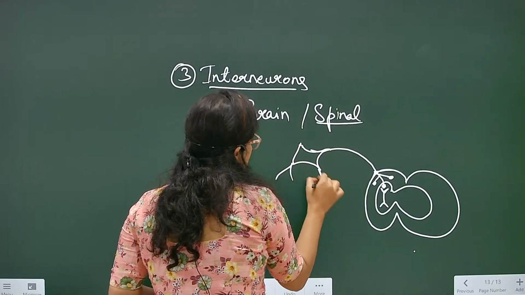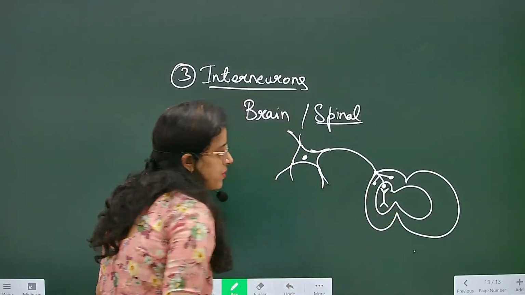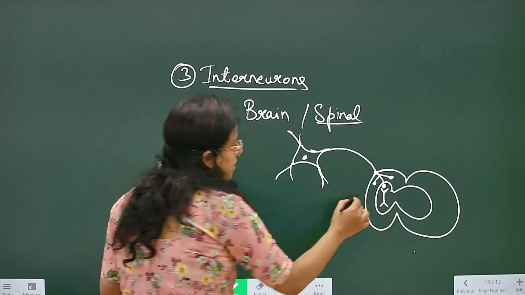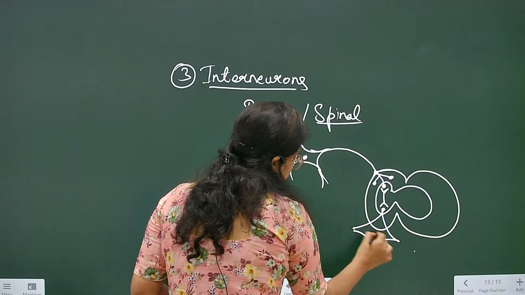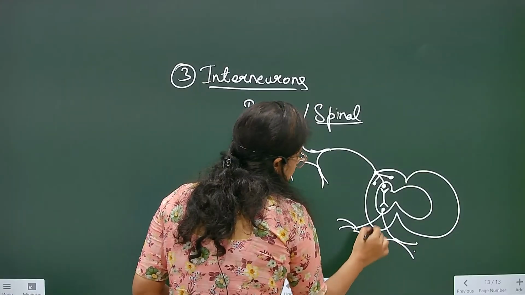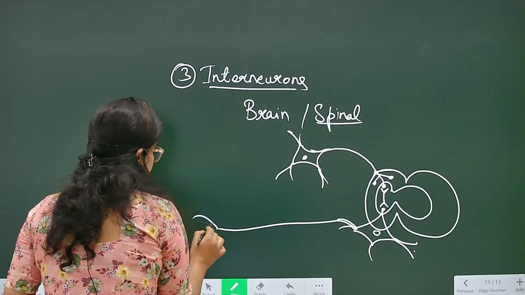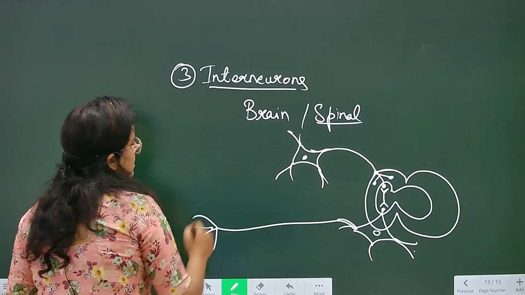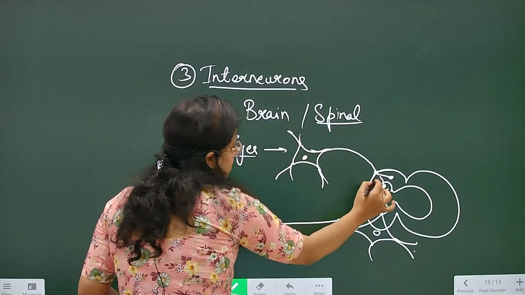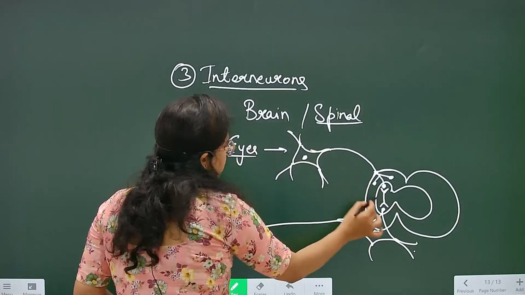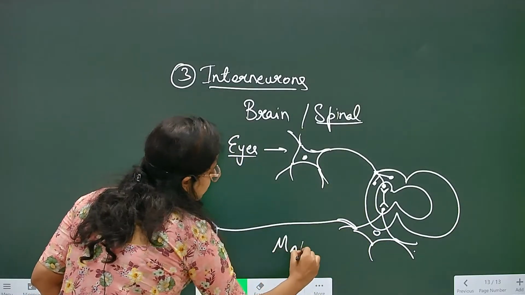These sensory neurons have dendrites. The sensory neuron is giving impulse to the brain, and these interneurons are sending the impulse onward. The dendrites are taking the information and sending it to the muscle. So from the eyes, the impulse goes to the sensory neuron, from the sensory neuron to the interneuron that is present in the brain or spinal cord, and from there to the dendrites of the motor neuron.